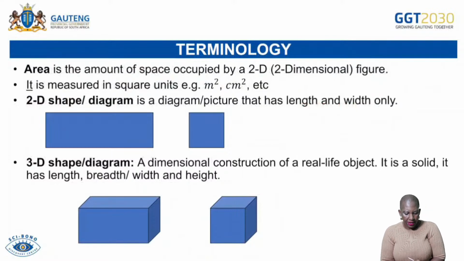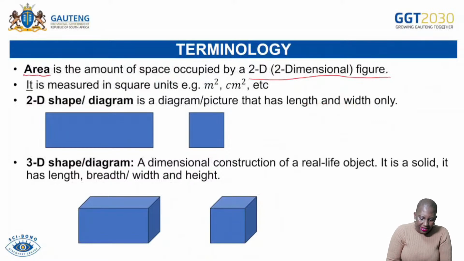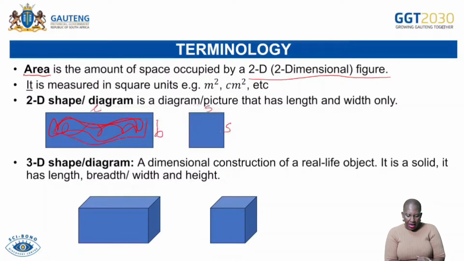Area is the amount of space occupied by a 2-dimensional figure. So a 2-dimensional figure. Area. Now we are no longer talking about perimeter. Now we are talking about the area. We are saying now area is the amount of space. This space, if you can check here now, where we have what? Where we have the length and the breadth. Here, because it's a square, it's only side by side. All the sides are equal.